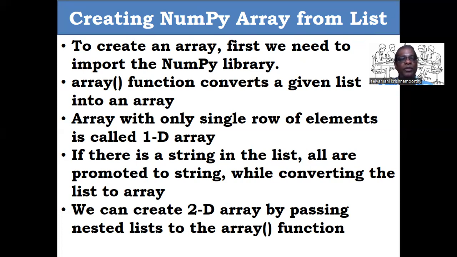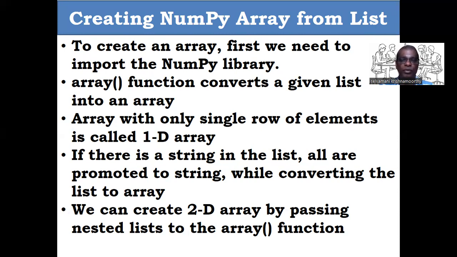Now the main question is how we can create a NumPy array from a list. I have one list, and I need to create an array from the elements of the list. How is it possible? We need to follow certain steps. How to create an array? First, we need to import the NumPy library. Why? Because array is available under the NumPy package only. First one is we need to import the NumPy package.